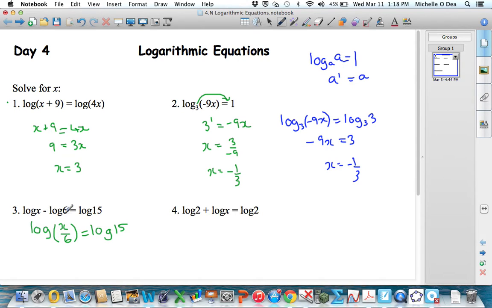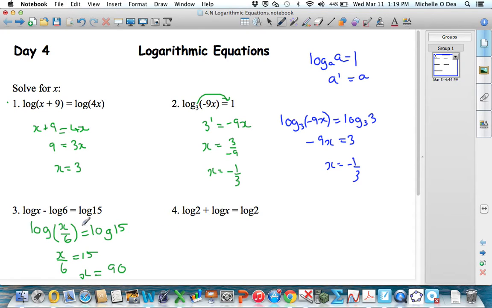Remember they're base 10, but we don't have to write that. Now it becomes quite easy because log equals a log, so the x over 6 must be the same as 15. They must be equal. And then just using our easy equation rules, multiply by 6 on both sides, so I get x equals 90. Again, do a quick check. Log of 90, that's fine, so all is okay because we're not taking log of a negative number.